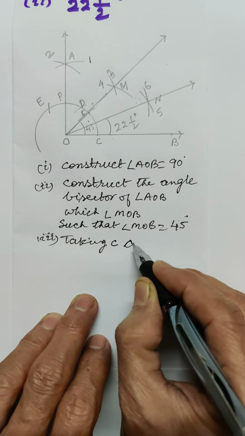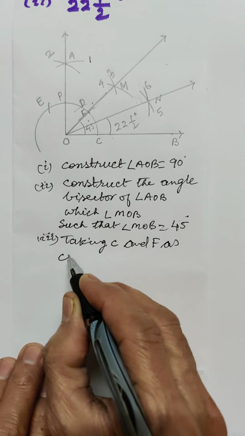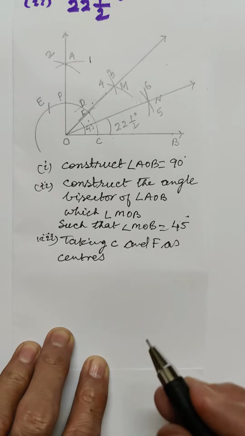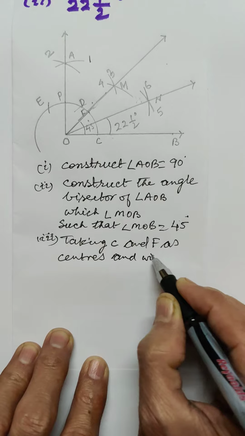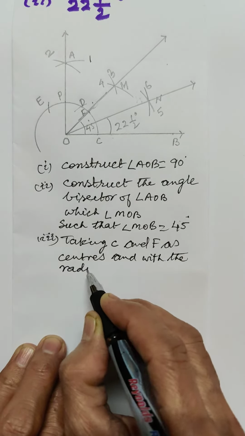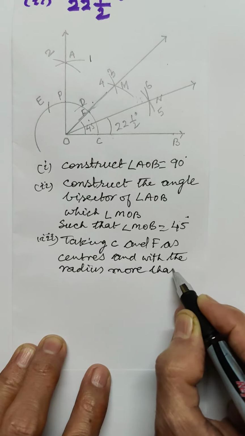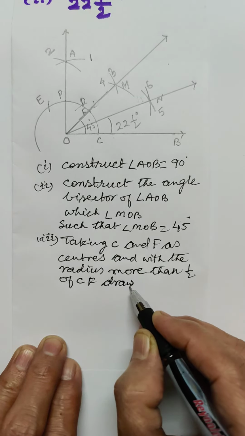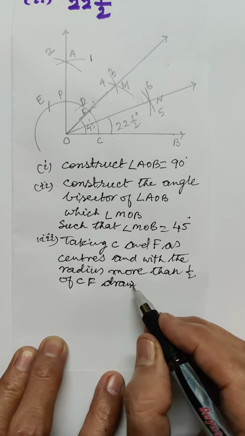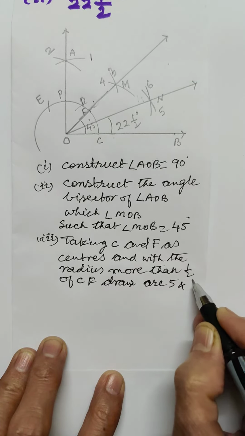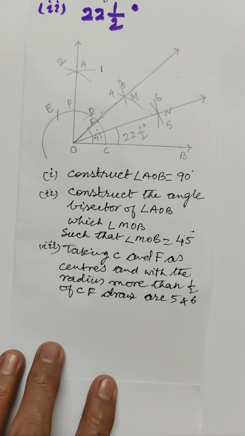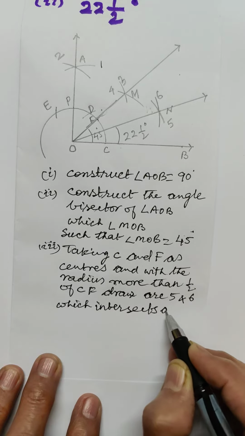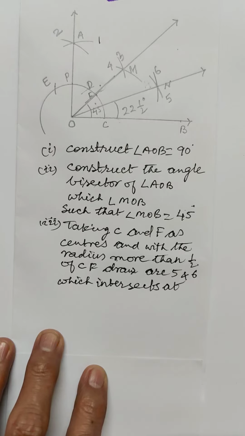Taking C and F as centers, and with a radius more than half of CF, draw arc numbers 5 and 6 which intersect at N.